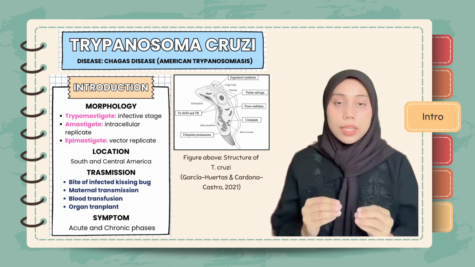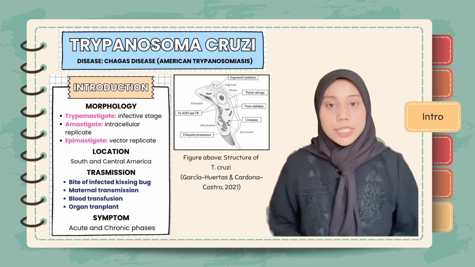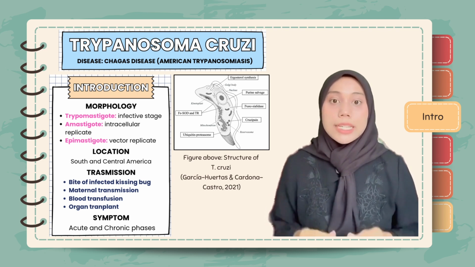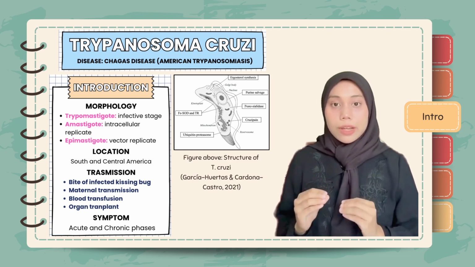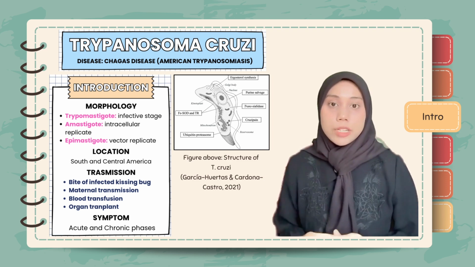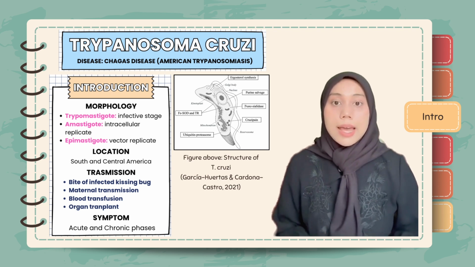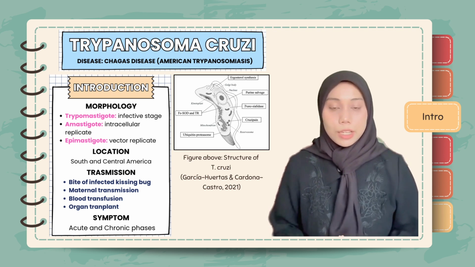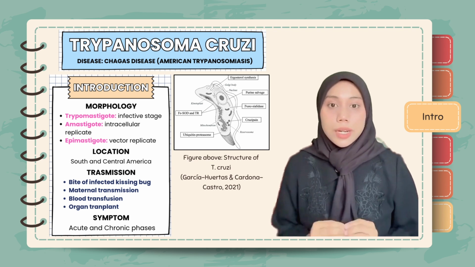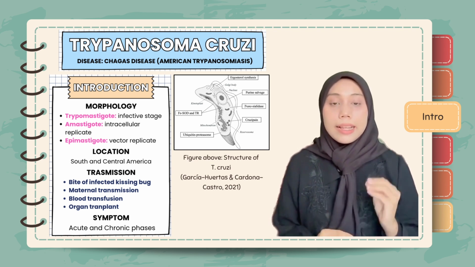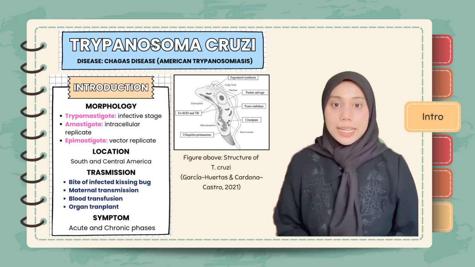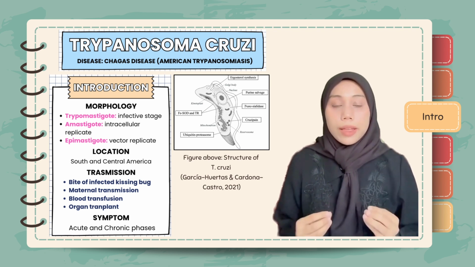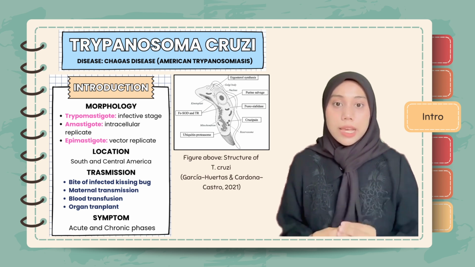My other group members will talk more about the parasite called Trypanosoma cruzi, or T. cruzi. The first morphology is the trypomastigote, which is the infective stage. The characteristic of this trypomastigote is a spindle-like structure with undulating membranes. The second morphology is the amastigote, which is the intracellular replicative form and lacks a visible flagellum. The last one is the epimastigote, which is the vector replicative form.